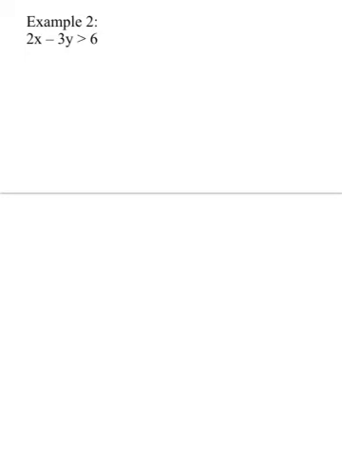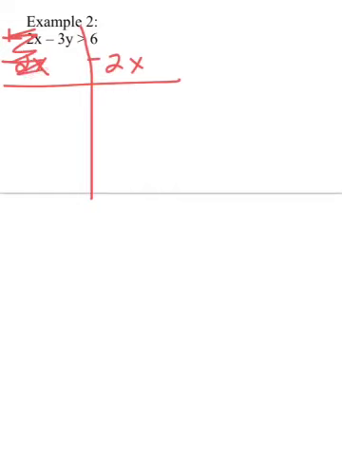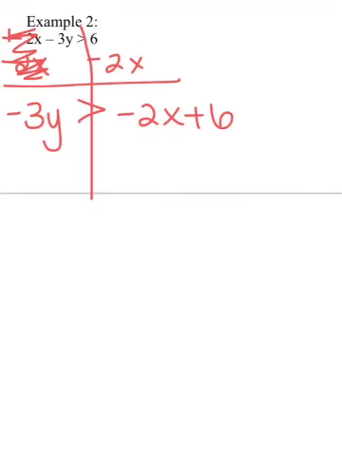Alright, next example. Okay, we're going to solve for y. So I want to move the x first. This is a positive 2x, so I'm going to subtract 2x from both sides. 2x minus 2x goes away, leaving me with -3y is greater than -2x plus 6. These are not like terms. I cannot add or subtract them, and I want to put the x first because that just matches the format y equals mx plus b.